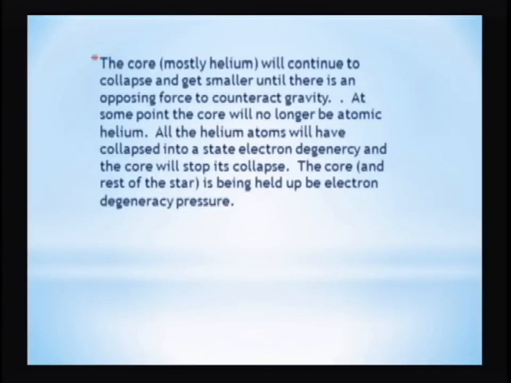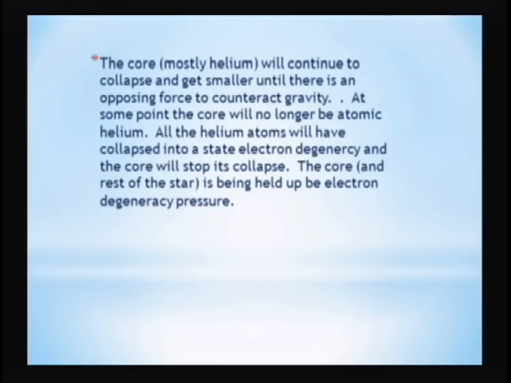Now, that core, that helium, is going to continue to collapse and get smaller until you have this opposing force to go ahead and counteract gravity. Now, at some point, that core is no longer going to be atomic helium. Because remember, guys, we have helium nuclei. We also have all these electrons that are roaming around. And so the helium nuclei is going to grab those 2 electrons and be atomic helium. But eventually, the temperature is going to rise enough, it's going to kick those electrons off. Also, the helium atoms have collapsed into what's called a stable electron degeneracy.